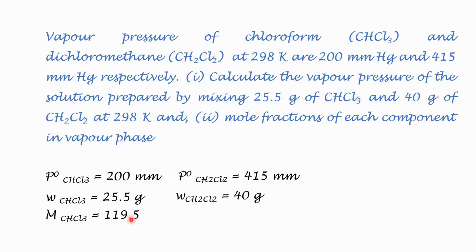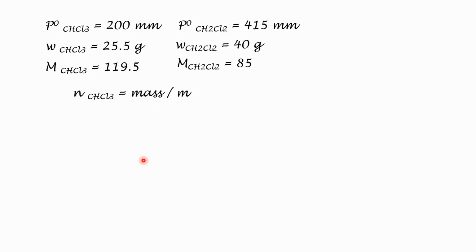Molar mass of chloroform. Do this calculation practice in your mind itself. So 1 carbon 12, plus 1 hydrogen and 3 chlorine atoms adds to give you 119.5. Similarly for dichloromethane, molar mass is 85. Now, these are the data given to you. In order to calculate the vapor pressure of the solution, you should know the mole fractions. And to know mole fractions, you should first know the number of moles. So first let us calculate the number of moles.